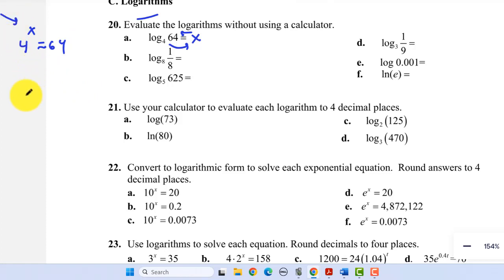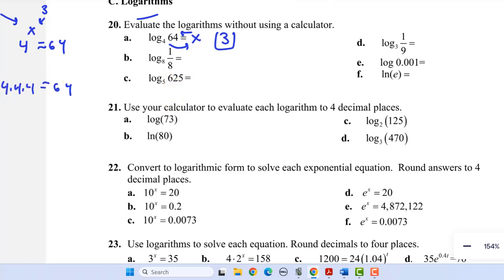And this is when you say to yourself, what value of x will give me 64? So if you think about it, 4 times 4 is 16, 16 times 4 is 64. So the value that makes this true would be 3, because 4 times 4 times 4 is equal to 64. So the answer for question 20A would be 3. Now, let's say you get into a jam and you panic. You could always use the change of base formula, right? You could always write log 64 over log 4 and get an answer as well.